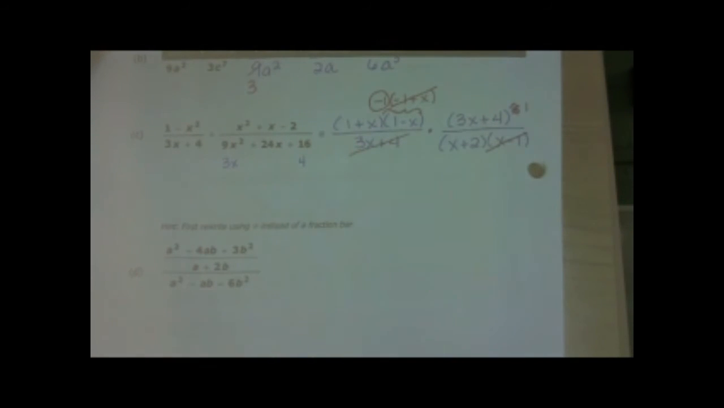I like to put negatives out in front of the entire fraction. So in my answer, I'm going to put a negative. In my numerator, I have 1 plus x, which just FYI is the same as x plus 1. And then I have 3x plus 4 over x plus 2.